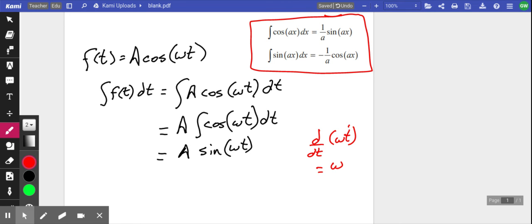So now we can finish our integral. We're going to divide by the omega, the derivative of that argument. And that's it for that term, but of course there's a constant of integration that comes out front. So in fact, that's our answer.